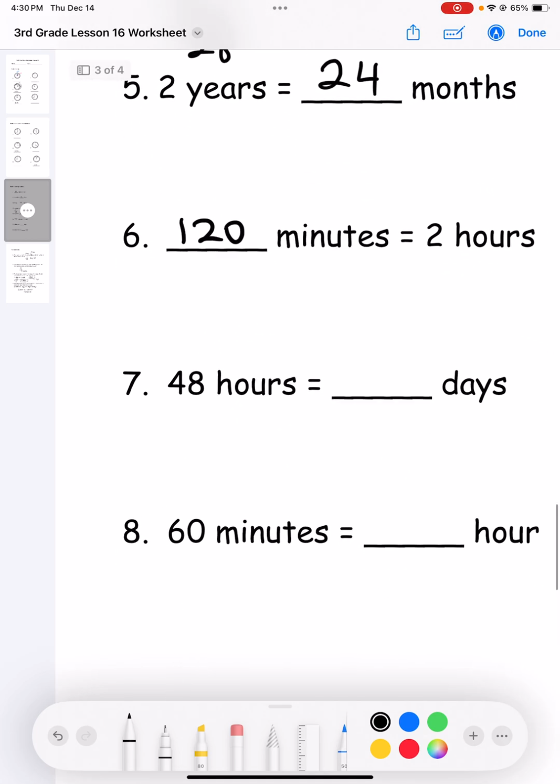Number 7, 48 hours is how many days? So we know 24 hours in a day. So if we divide 48 by 24, then we get 2. So that means 48 hours means 2 days.